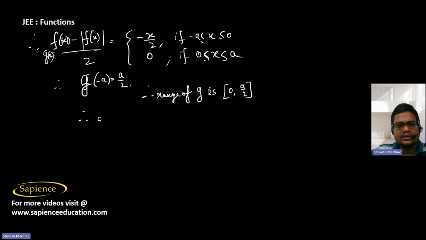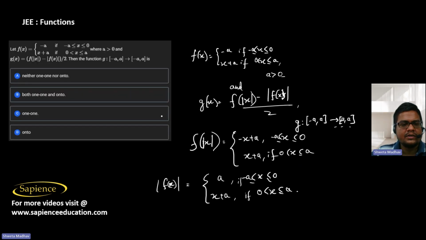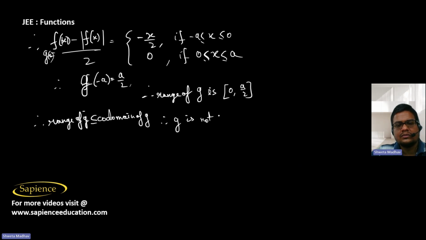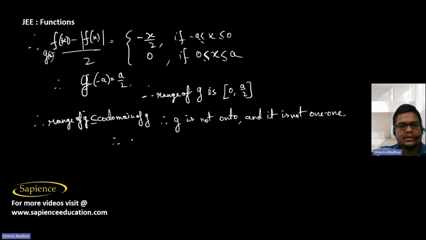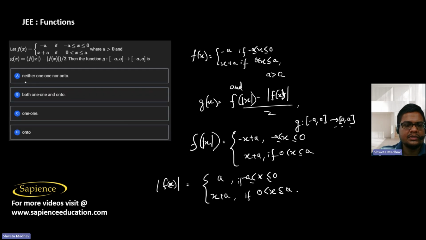So therefore here you can see that the codomain of the function g is not the same as the range. It means the range is a subset of the codomain of the function g. So therefore the function g is not onto, and it is not 1-1 also, since if I find g of a by 2, that will also be equal to 0, and g of a will also be 0. But a by 2 and a are not the same, so therefore it is not 1-1. So g is neither 1-1 nor onto. So option a is the correct answer.